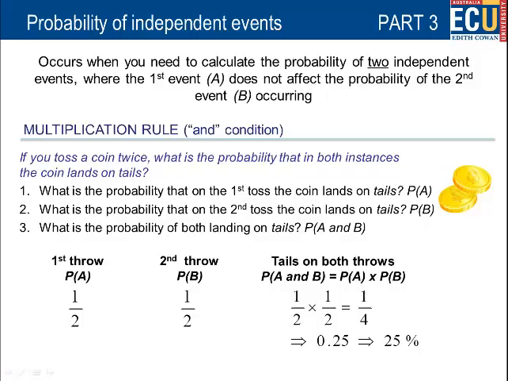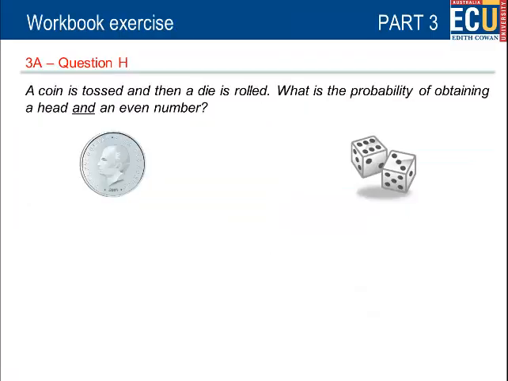To express this as a decimal, 1/4 equals 0.25. And if we multiply this decimal by 100, then the answer is 25%. So the probability that in both instances the coin lands on tails equals 25%.